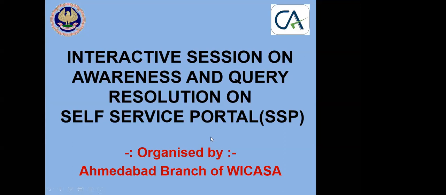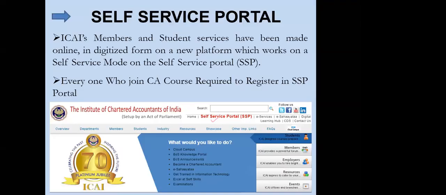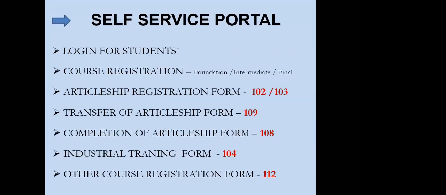I have made a PPT on this for the purpose of students, for basic knowledge, so that you all know how many forms you have to file on the SSP portal after starting the CA course: articleship registration forms 102, 103, transfer of articleship form 109, completion form, industrial training, other course, and many more forms. I am sharing all the forms with you right now with this PPT. If you have any query during this session, you can ask me.